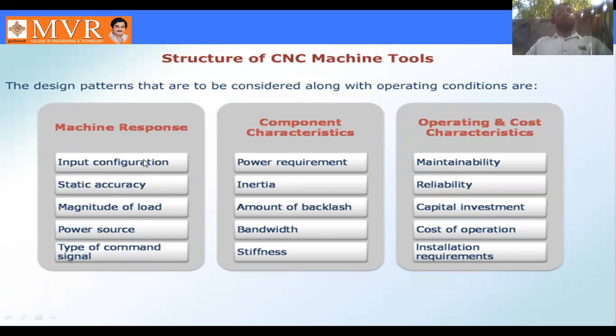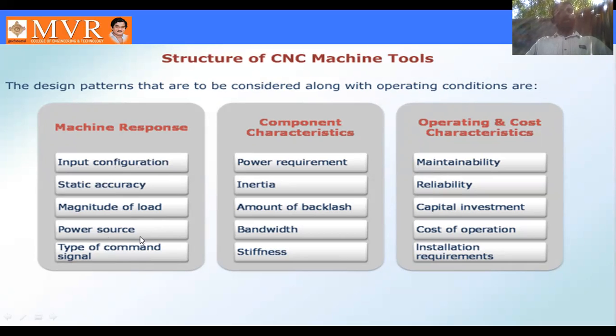First one is input configuration. Input is the main one. You can give the input automatically, and the machine will respond to the input. So that is the first one. Next is static accuracy. Second one, accuracy is also very important. Third one is magnitude of the load. Magnitude of load is also very important.